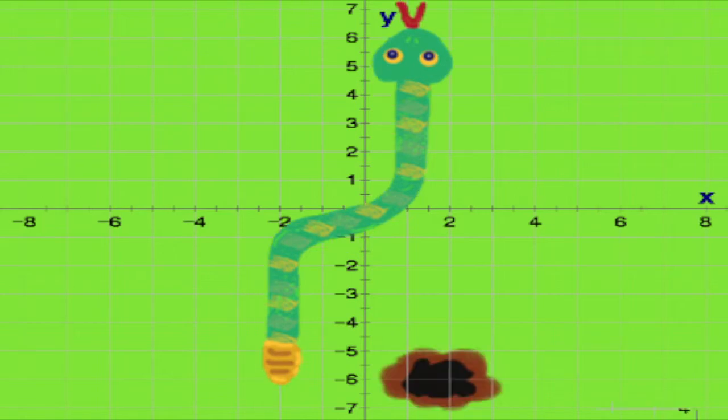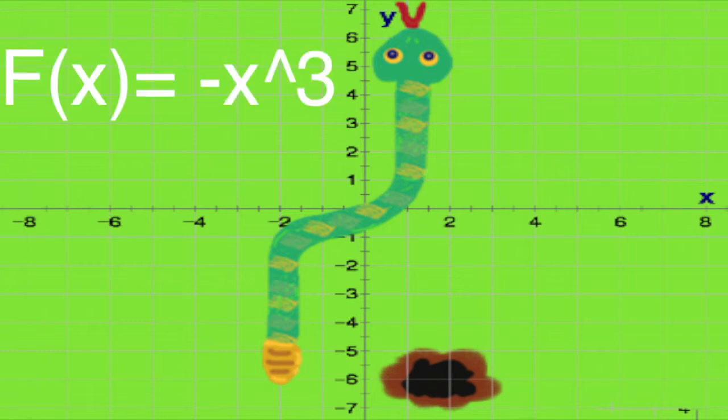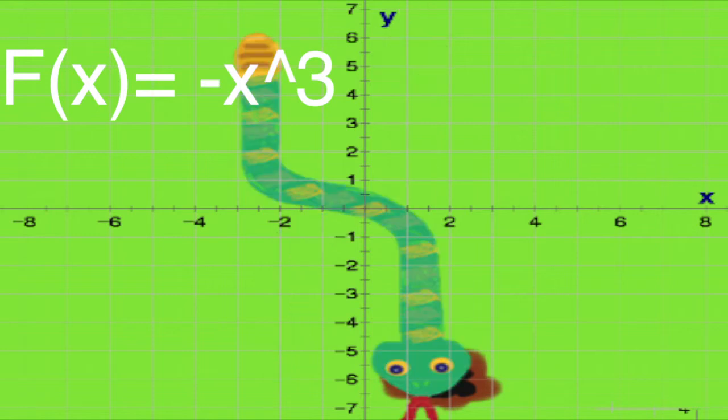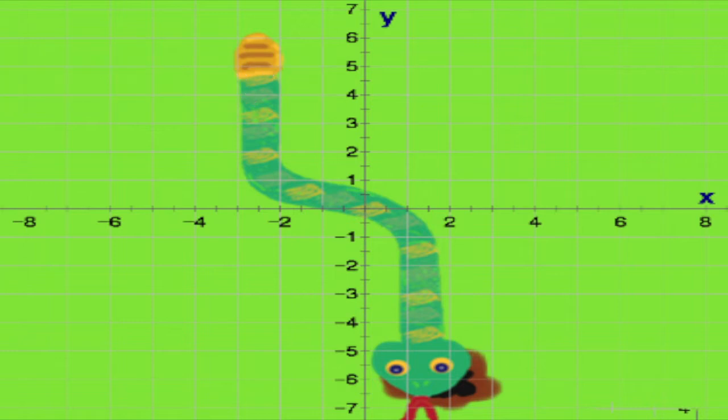Let's say that Toby wants to get back to its nest. The only thing we have to do is modify the formula to this. F of x equals negative x to the power of 3. When we plug in that negative sign in front of the x, we reflect the whole function vertically. And voila, Toby is back to its nest.